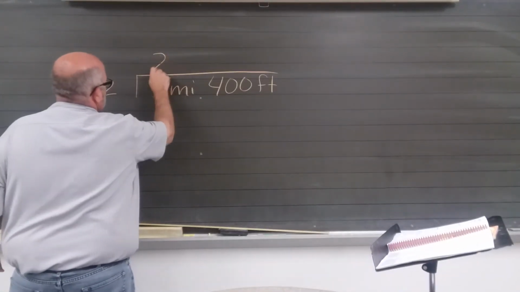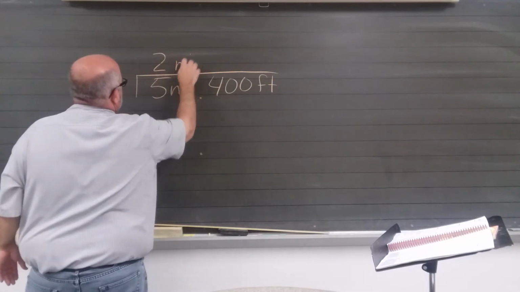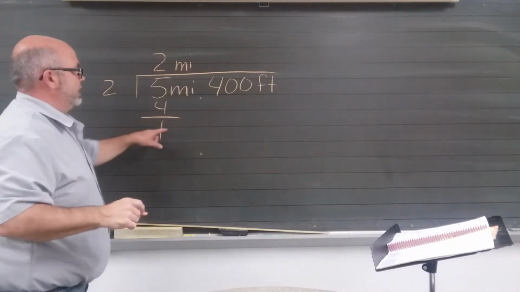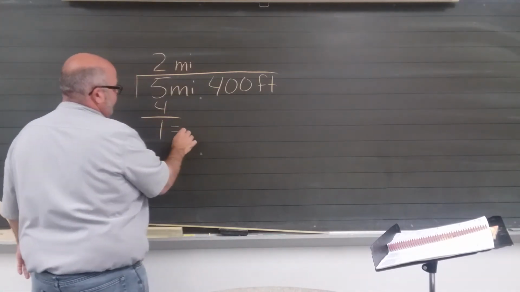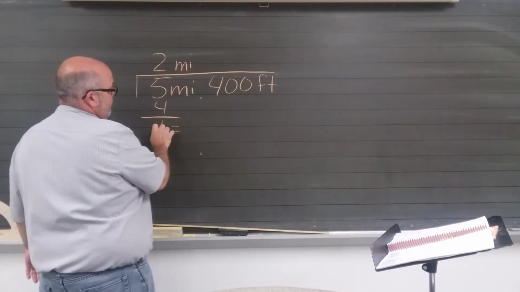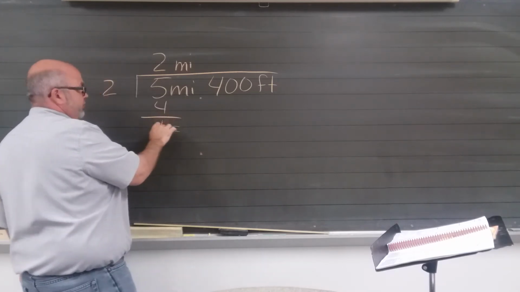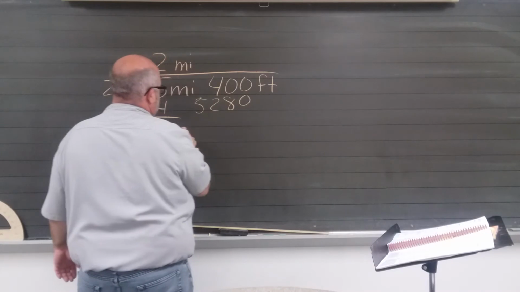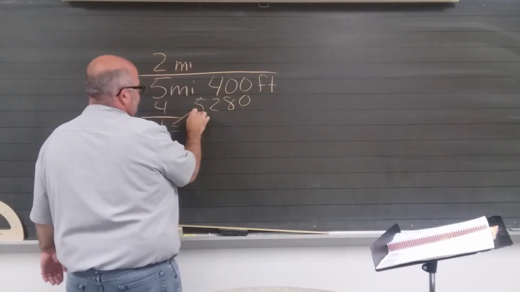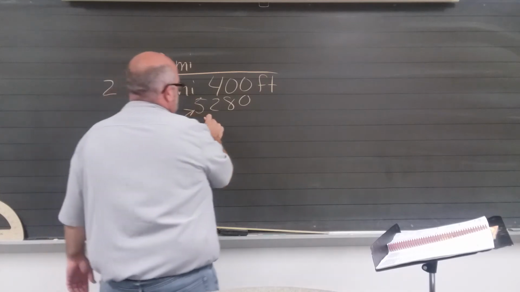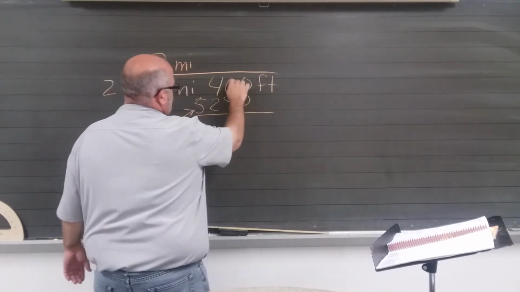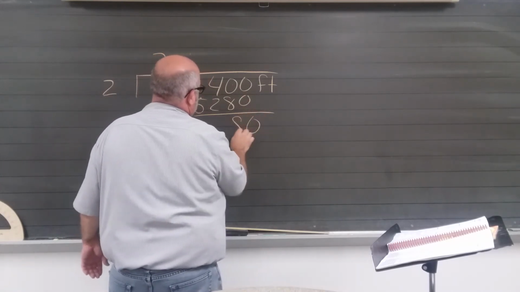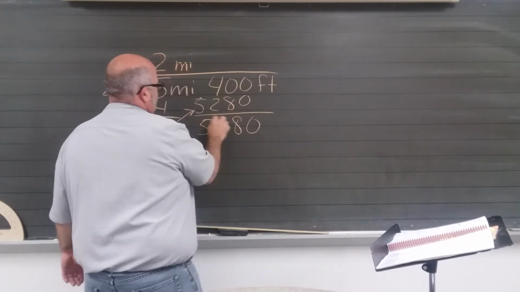5 divided by 2 is 2. This is going to be miles. 2 times 2 is 4. You have 1 mile left. 1 mile equals what? How many feet is 1 mile? So turn this remainder into feet and add it to the feet already. 5,280. Then add that so that you have this total feet here. 5,280 plus 400 is 5,680.